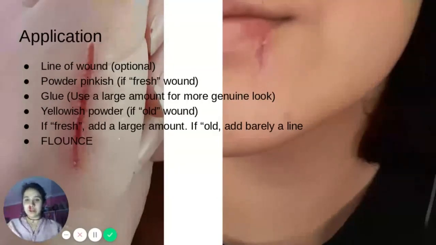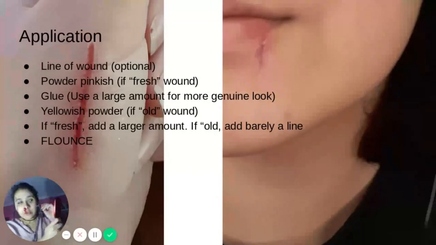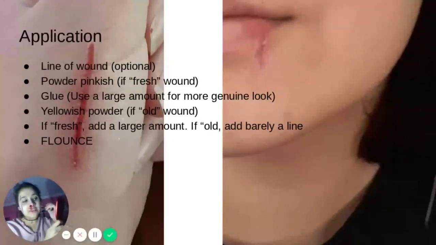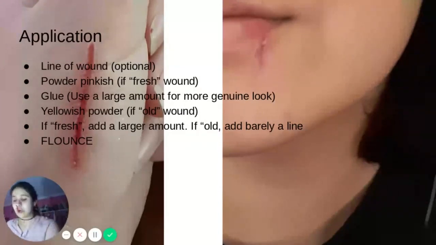Once you make your outline, you want to take your powder. Depending on what kind of wound you want to make, old or new, you grab that color. If you're making an old one, you will take the yellowish. If you want a new one, you will take the pinkish. I will be using an older wound. And what you do, where you outlined, you add the powder. It gives the base illusion of being old skin or skin that had to grow back.